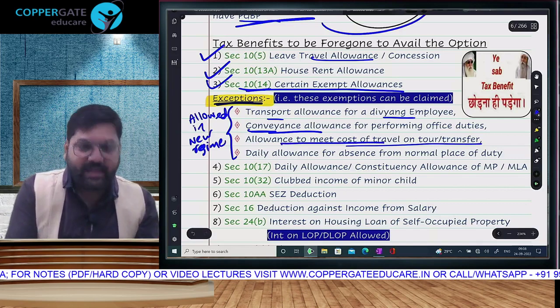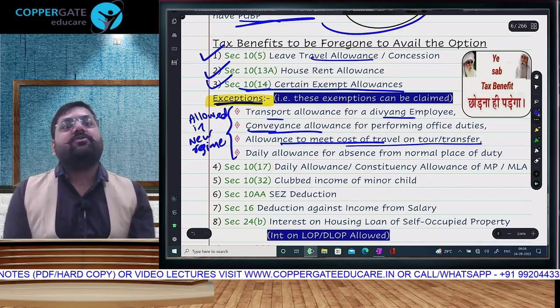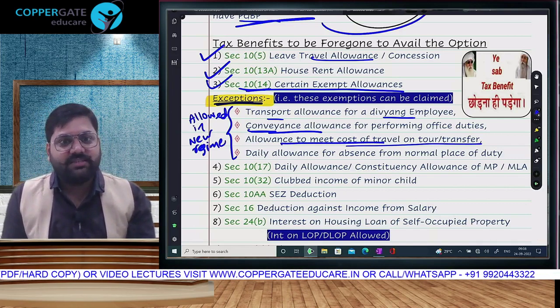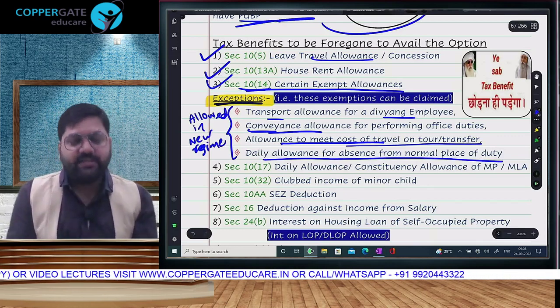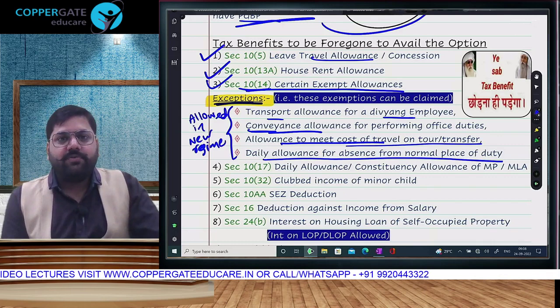and has to be given in the new also because it is an out of pocket expense. You understood? Same as conveyance. And the same is the third thing also. Daily allowance for absence from normal place of duty.